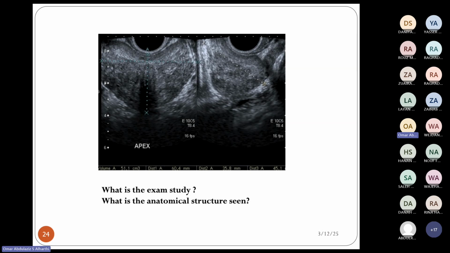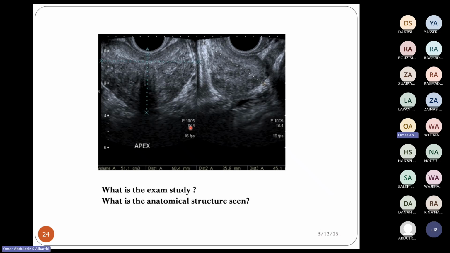So moving on, this structure here, what is the exam and what organ do we see here? Ultrasound. What kind of ultrasound? You see the shape of the probe here, right? So this is called transrectal ultrasound. Okay, it's through the rectum.